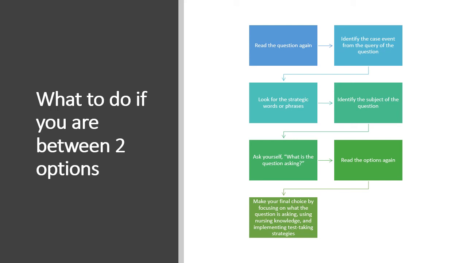Here are some strategies to use when you are between two options. Read the question again. Identify the case event from the query of the question. Look for the strategic words or phrases. Identify the subject of the question. Ask yourself, what is the question asking? Then read the options again. Make your final choice by focusing on what the question is asking, use your nursing knowledge, and implement any test-taking strategies you have learned.